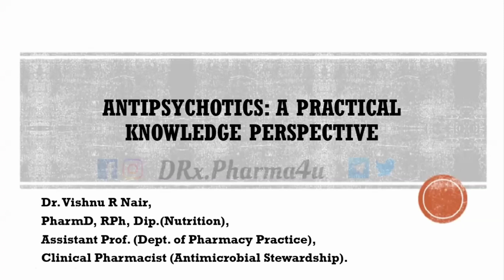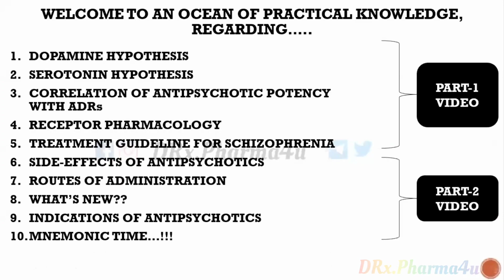So yesterday we saw the first part. As I said in the previous video, we will be dividing this into two sections. In the part 1 video, we saw the dopamine hypothesis. What is the connection of dopamine with schizophrenia? What is the connection of serotonin with schizophrenia? How we started making first generation and second generation antipsychotics.